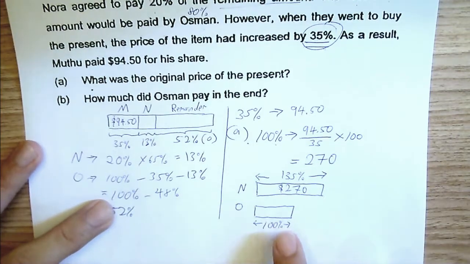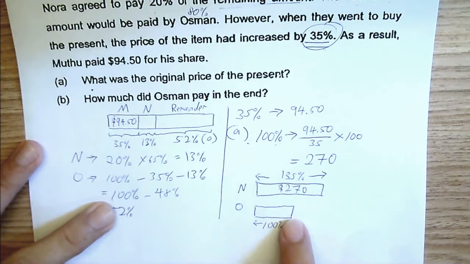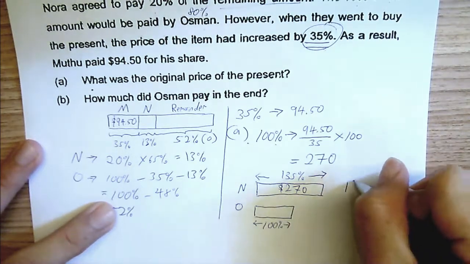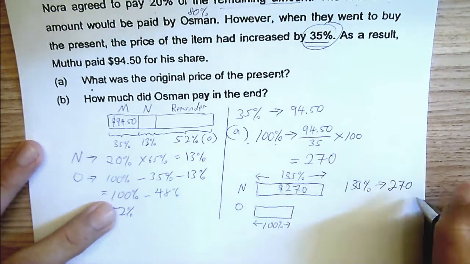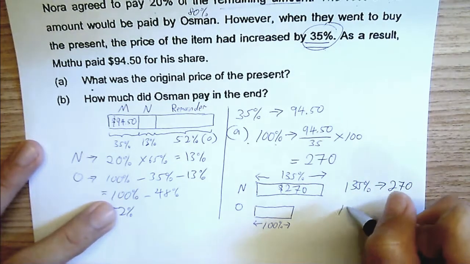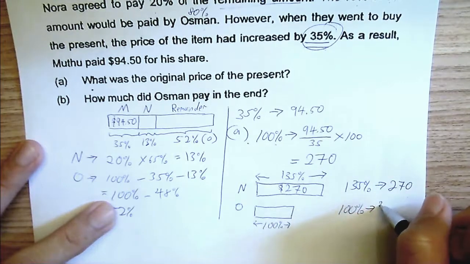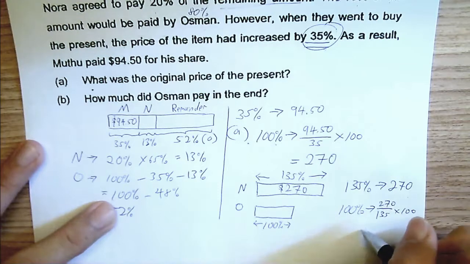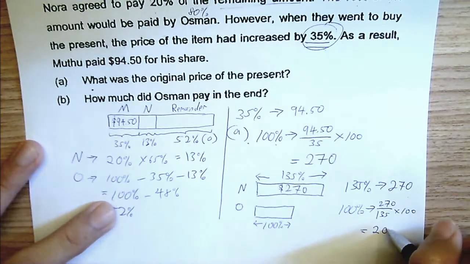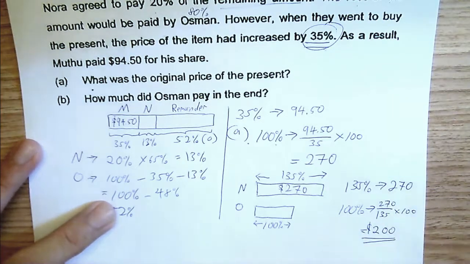And now we have to figure out what this 100% is. In order to do this, we can put 135% now is $270. And then I want to find 100%, so I take 270 divided by 135 multiplied by 100. Let's throw this in the calculator and you'll get $200. This is the original price.